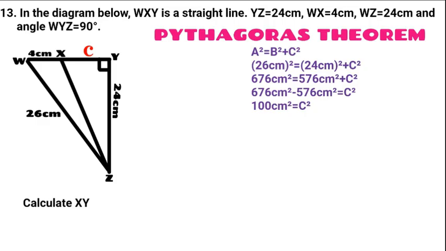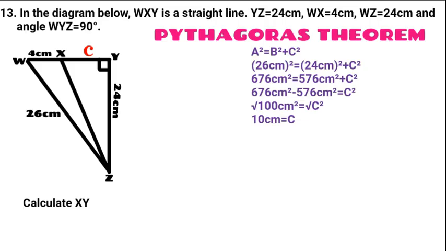Now remember, we want to find the value of c, which is WY. So what we're going to do is find the square root of 100 centimeters squared and c squared. What is the square root of 100 centimeters squared? It is 10 centimeters, which will be equal to the square root of c squared, which is c. So we're going to write c there. Okay, now 10 centimeters is equal to c.